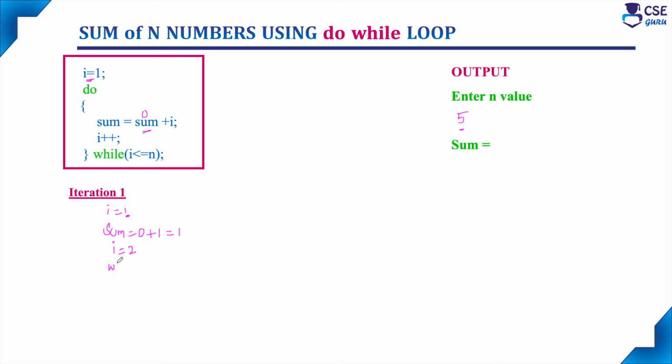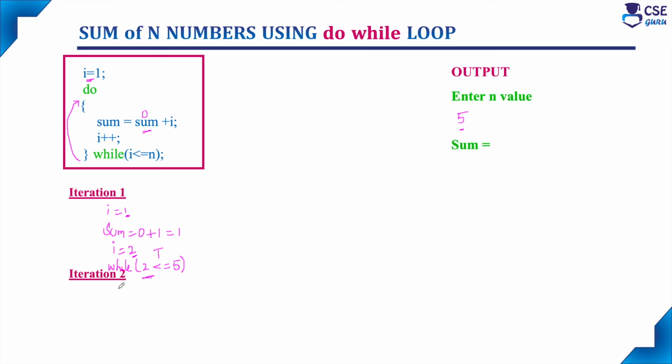Then at the end of the loop, check the condition, where only the updated I value we have to consider: 2 less than or equal to the n value 5. Condition true. Then it will allow the body of the loop to execute once more. So now the first iteration is over. At the end of the first iteration, we have checked the condition. Now the condition is true. Next, it will allow the second iteration.